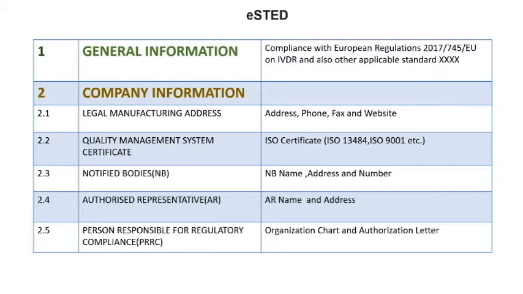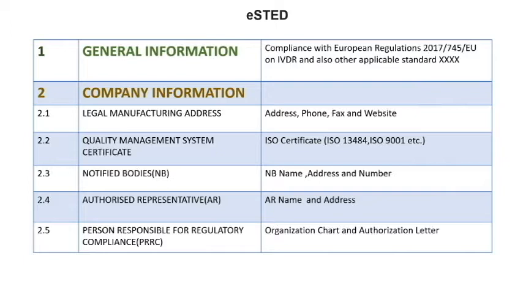Second, company information. Legal manufacturer address: the manufacturer has to provide the legal address of the business including phone, fax and website. This information you can get from either the label, IFU, ISO certificate or declaration of conformity. Quality management system certificate: here the manufacturer has to provide the certificate name, for example ISO 13485, ISO 9001 etc., the certificate number, valid up to, that is the expiry date of the certificate, etc. Certificate references: he has to provide the link and reference location.